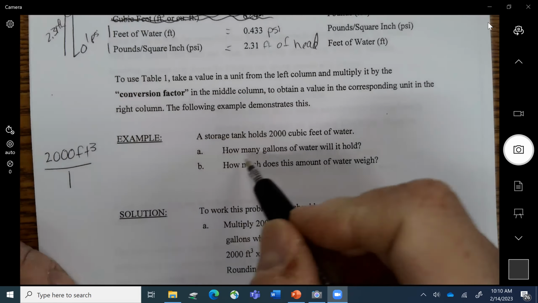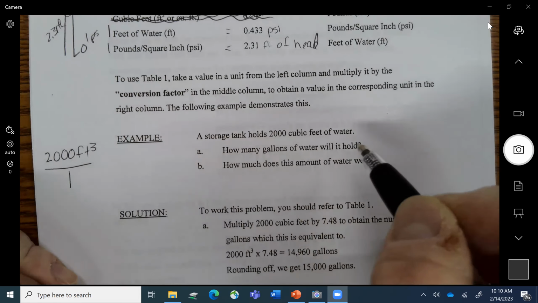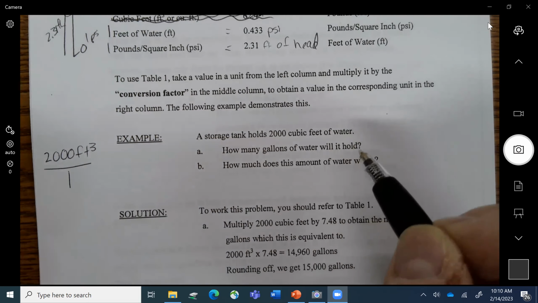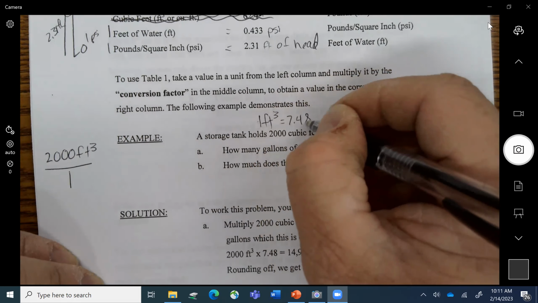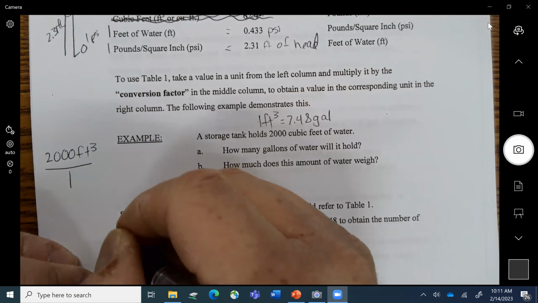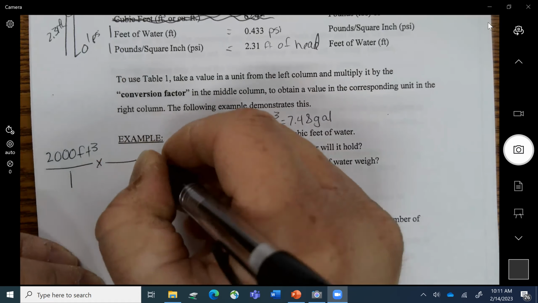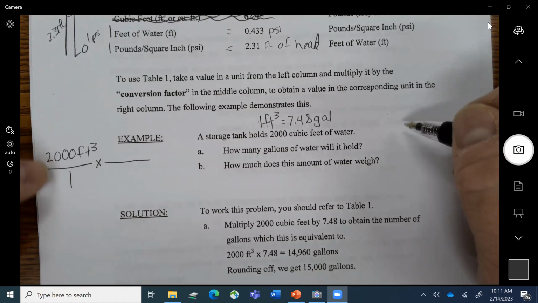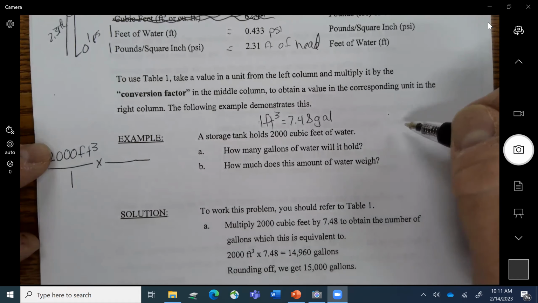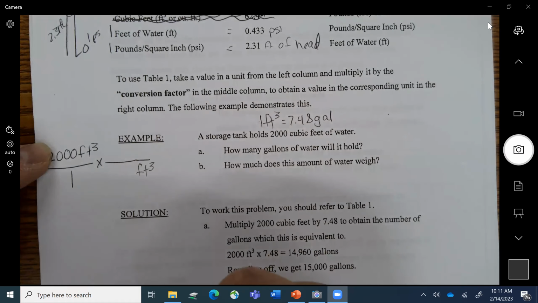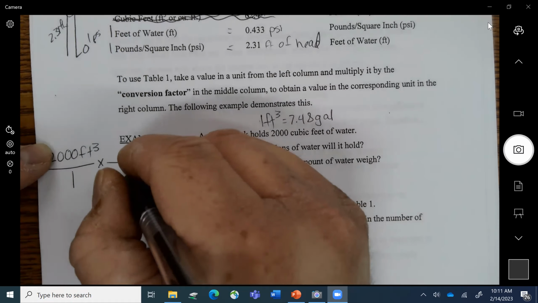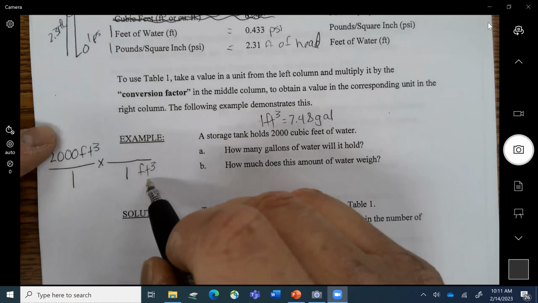So for A, how many gallons of water will the tank hold? Well, I know that 1 cubic foot equals 7.48 gallons. So where are my cubic feet in this fraction? Are they top or bottom? They're on the top. If they're on the top, where do they have to be to cancel? On the bottom. Well, how many cubic feet, according to my conversion factor, should I write there? 1. 2,000 cubic feet over 1 cubic foot.